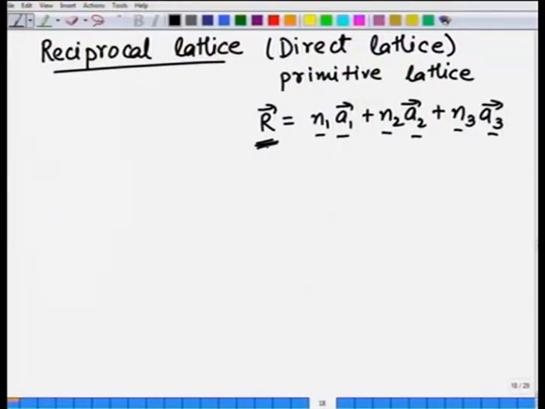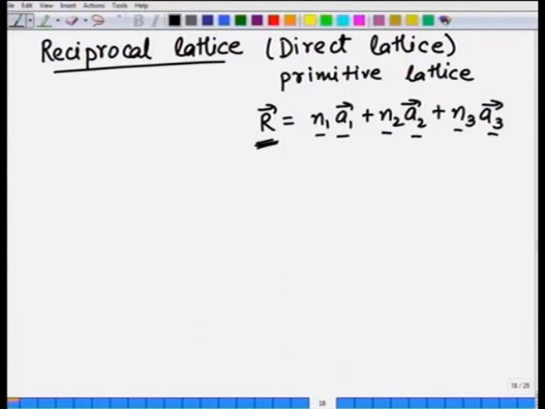since it's primitive, because the points lie only on the corners of the unit cell. Therefore, by choosing n1, n2, and n3, this is a lattice vector by which I can generate all the lattice points. If I choose n1, n2, n3 all 0, then I start with some point that is a lattice point, and then I choose n1 equal to 1, n2 0, n3 0, and I will get another lattice point, and I will keep doing that. If it is not a primitive cell, then you will not be able to generate all the lattice points by choosing n1, n2, n3 as integers. But because it is a primitive cell, R is truly a lattice vector which will generate all the lattice points.